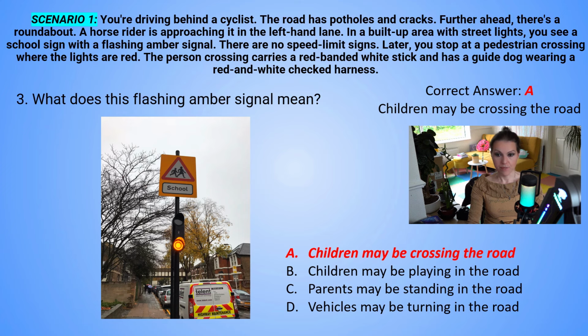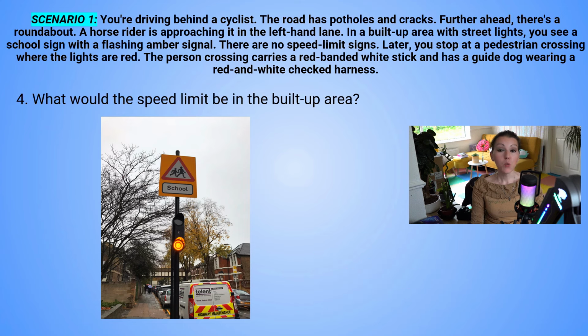Next question. What would the speed limit be in the built-up area? So the built-up area is the same area where you see this amber light signal with school, with children crossing. So this built-up area, you have street lights. There is no speed limit sign. So what would the speed limit be in the built-up area?